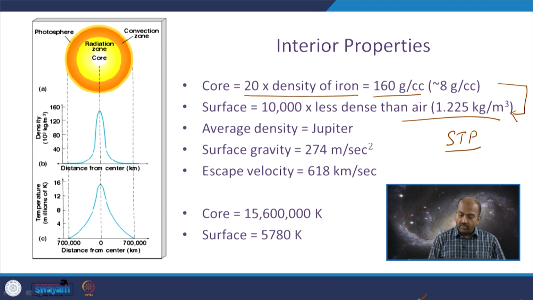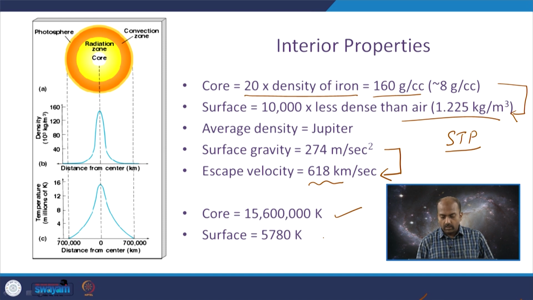The surface gravity on the photosphere is immensely strong because of the large amount of mass that the sun has, which is 10 to the power of 30 kg, as we have seen already. The surface gravity is very strong, 274 meters per second squared, which translates to a very high escape velocity of 618 kilometers per second. That means any object which tries to leave the gravitational pull of the sun will require this much velocity, which is nearly impossible for any system. Now, the core temperature we have seen already. The core temperature is very high and the surface temperature is not that high when you compare it with the core temperature.